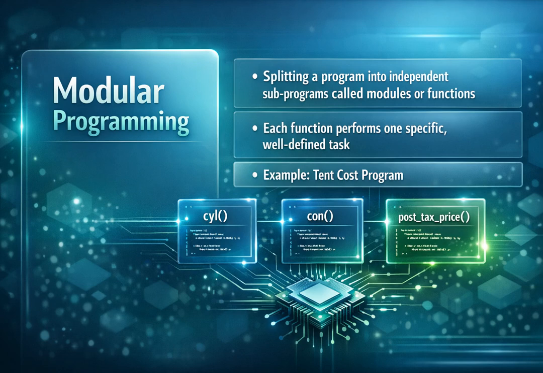Modular programming is the technique of dividing a program into separate, independent blocks. Consider a tent manufacturing company computing costs. Instead of one long program, they break it into 3 functions: one for the cylindrical area, one for the conical area, and one for the post-tax price.